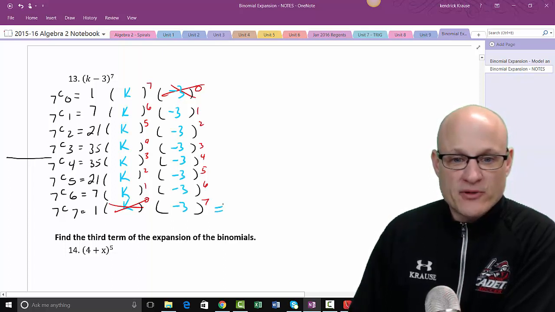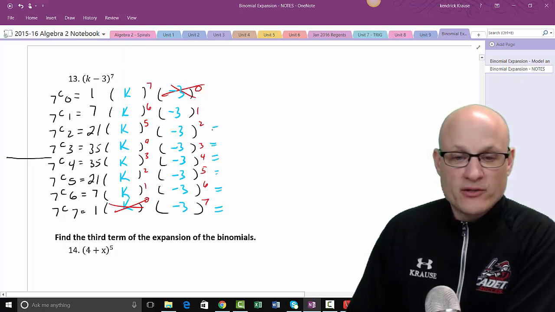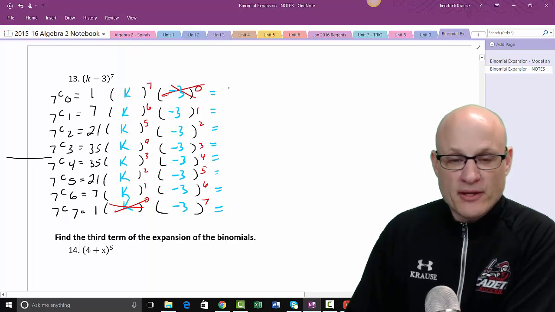Smart kids really just type this stuff in. Well, really smart kids do it in their head. Smart kids type it in. Dumb kids just, I don't know. I don't have any dumb kids. I don't have to worry about that.